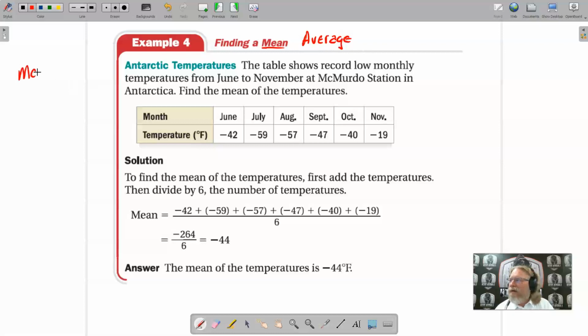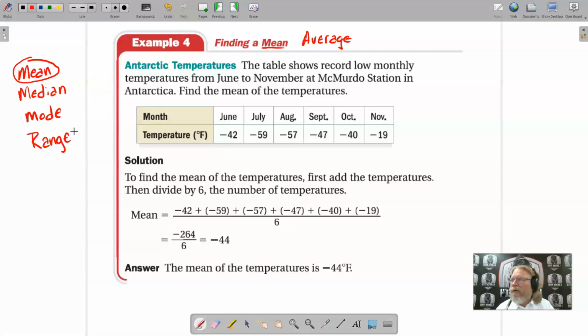But there are several types of averages. You may have heard of mean, which is what we're going to do here, median, mode, and range. All of these are what we call measures of central tendency. They're all averages of some sort, but the most common one, whenever people say average, they usually mean the mean. And this is the one that usually takes the most work.